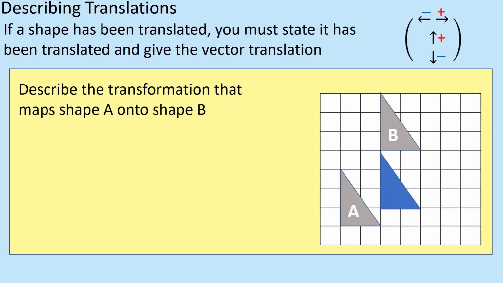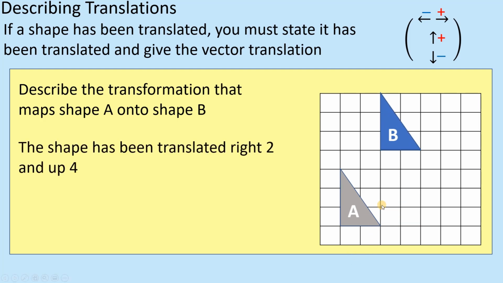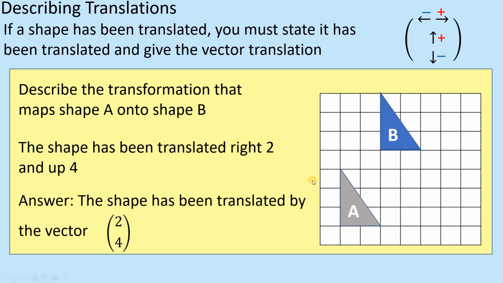All right, and then I'm going to try and count. All right, so from A to B. So what did we do? We went 2 right and 4 up. All right, so if we're going to write that in vector notation, then I'm going to put 2 right and 4 up, and I am going to say translated by the vector. All right, and it's important you say translation or translated by, and then put the vector.